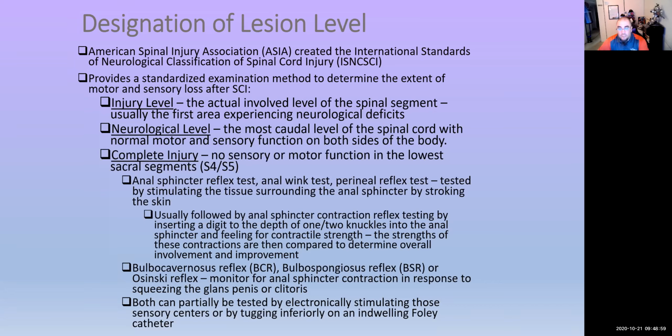Both can be tested electronically using eStim, or the other way that you can do this that's kind of mean is you can test it by tugging inferiorly on an indwelling Foley catheter. I have never done that. I've seen a doctor that did that, and I think that is the meanest possible thing you can do to a patient. So if they've got a catheter in their urethra, if you pull down on it, because of the balloon in the bladder itself, it will trigger the BCR. It'll trigger their butt to kind of clench, right?